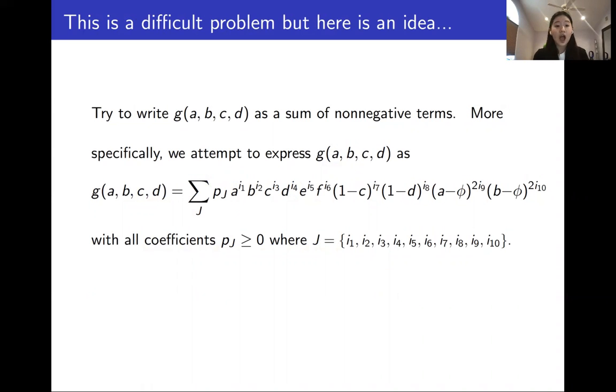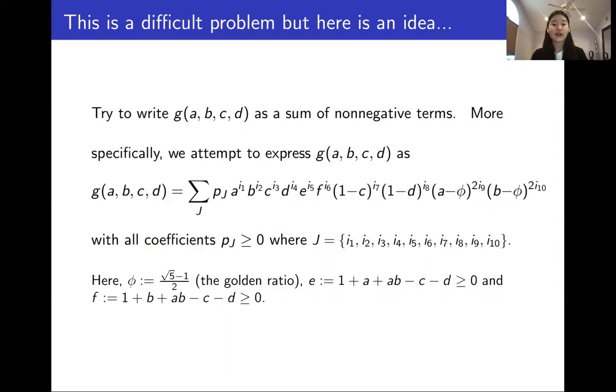More specifically, I want to express G as a sum where every single term is a product of non-negative powers of a, b, c, d, E, F, 1 minus c, 1 minus d, a minus phi squared, and b minus phi squared with non-negative integer coefficients. Here, phi is the golden ratio, and E and F stand for the two more complicated expressions from the set of four inequalities listed earlier.